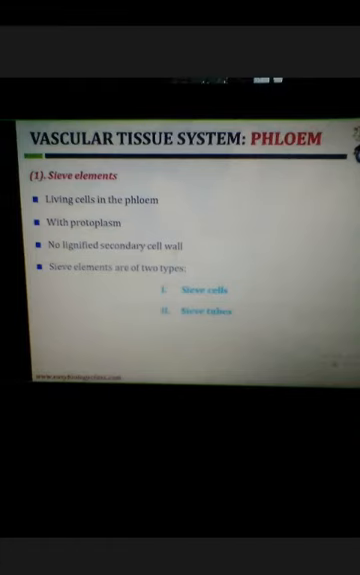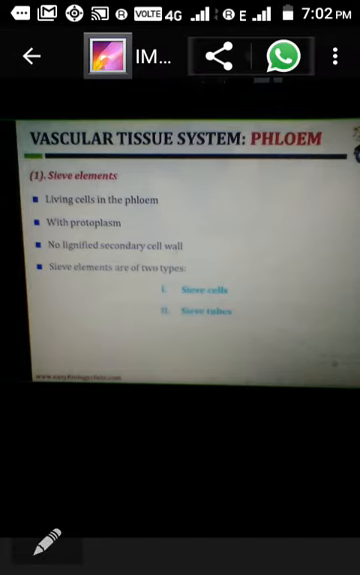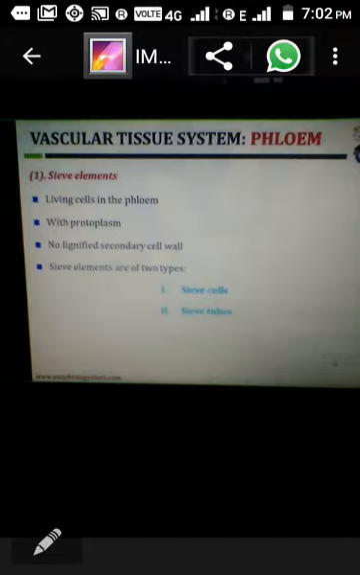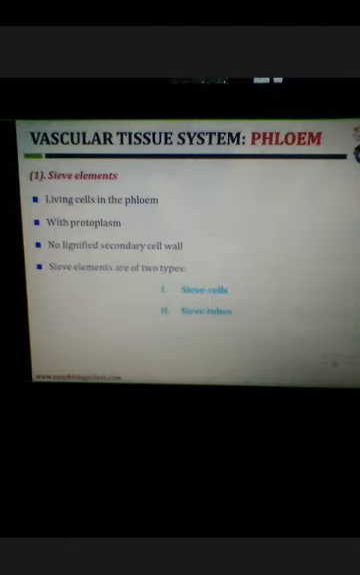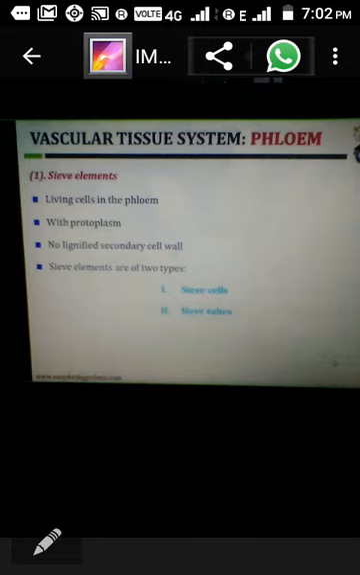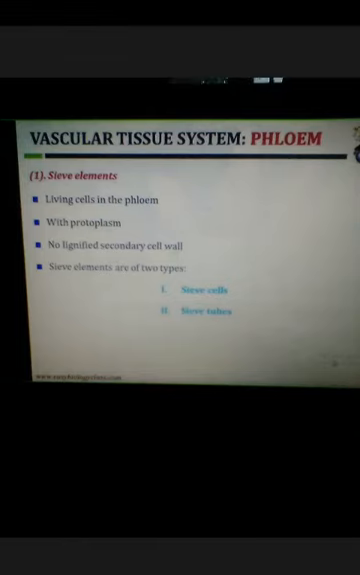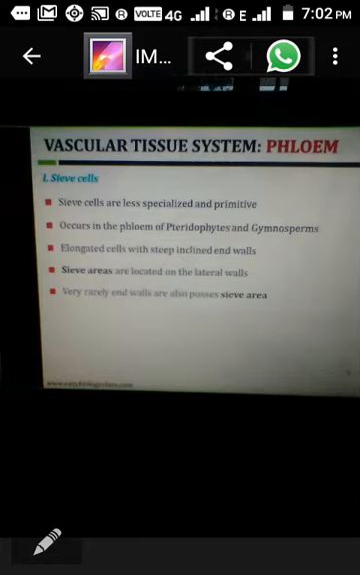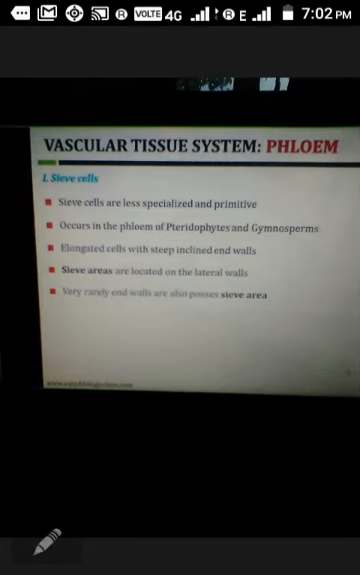Start from sieve elements. It is a living cell of phloem with protoplasm. Since it is living, it has protoplasm. No lignified secondary wall is there. Sieve elements are made up of two types of cells. These are sieve cells and sieve tubes. So what are sieve cells?